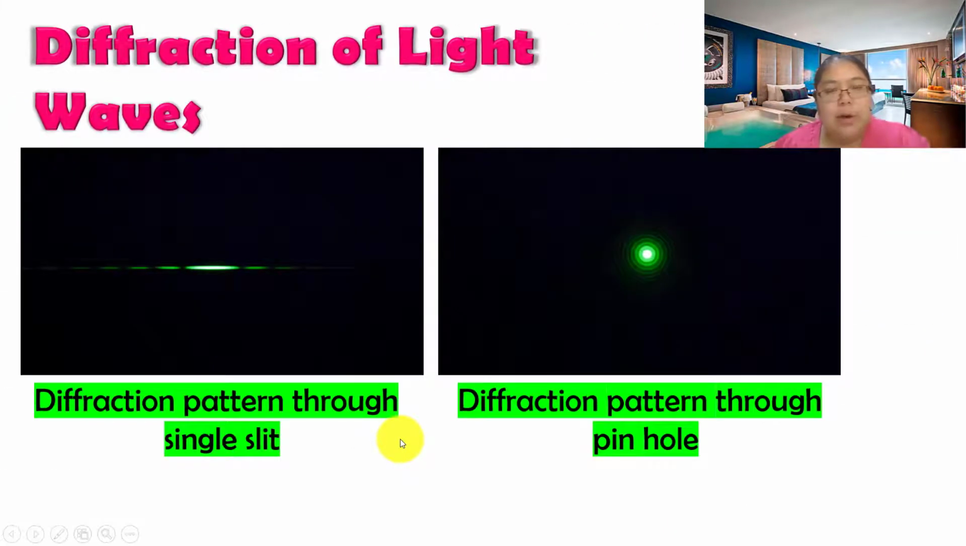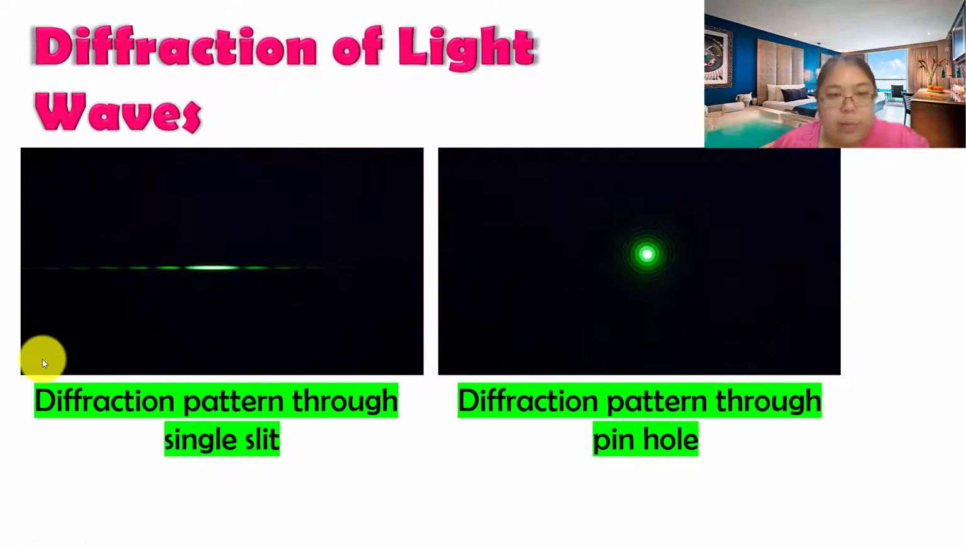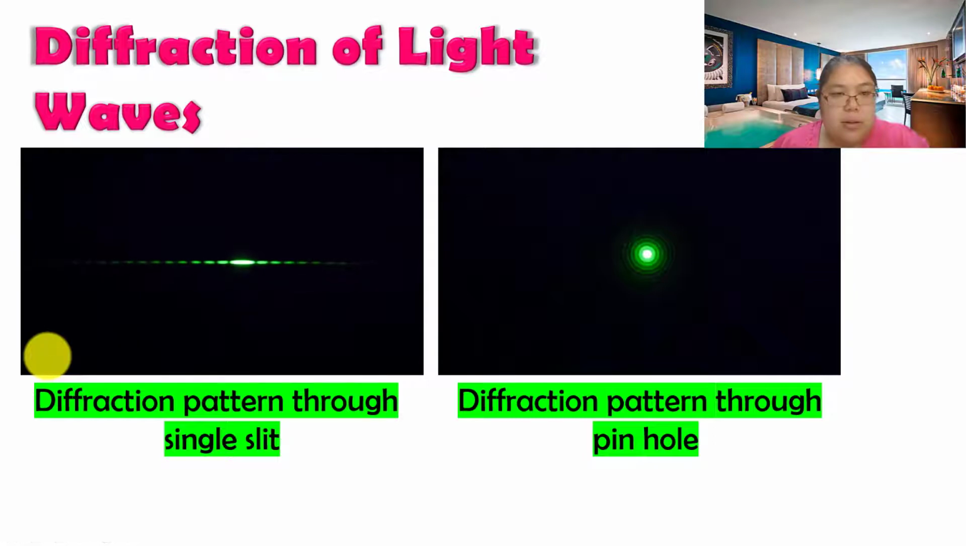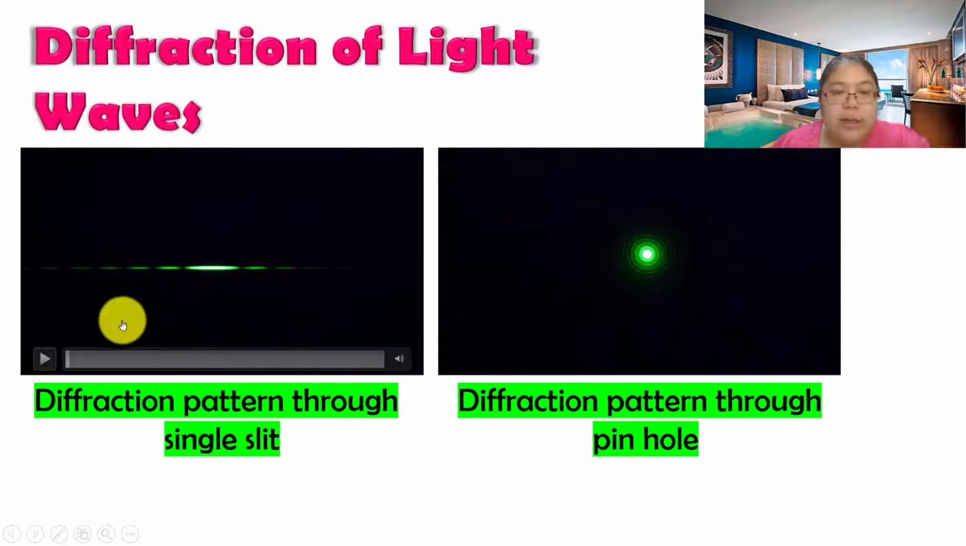Let's see some of the results from the example: the diffraction pattern through a single slit. We make the slit wider and wider. You see the difference? I show the first one first. In the first one, the slit is smaller. When the slit is smaller, you can see the left hand side and right hand side, the dark and the green color, are more clear and separate, very clear.